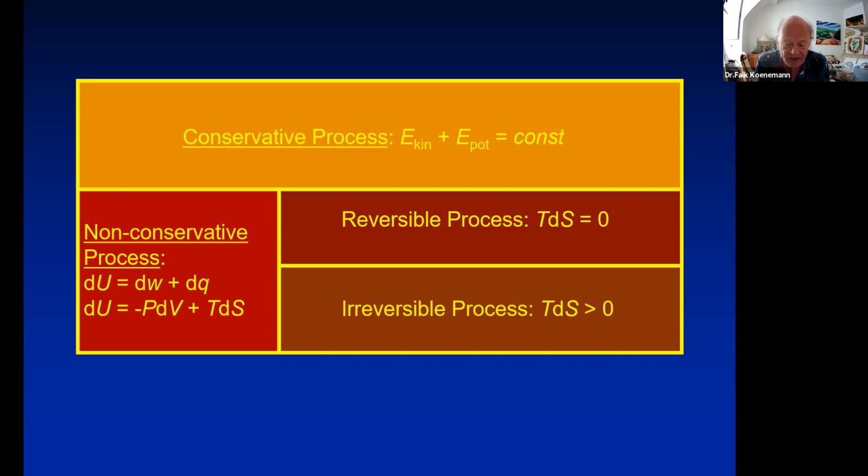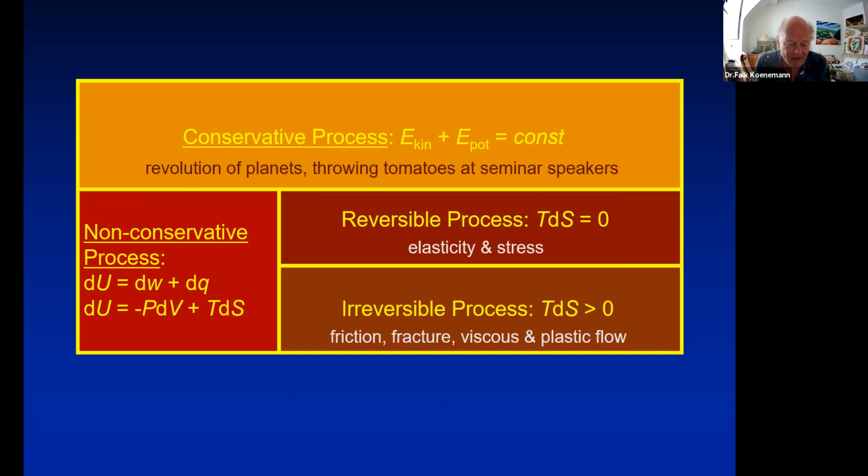This frame is so fundamental that you usually do not find it in textbooks because books are usually written either about conservative physics or about non-conservative physics. I give a few examples for each class. The upper box is generally that of Newtonian mechanics. The lower one is the field of thermodynamics.